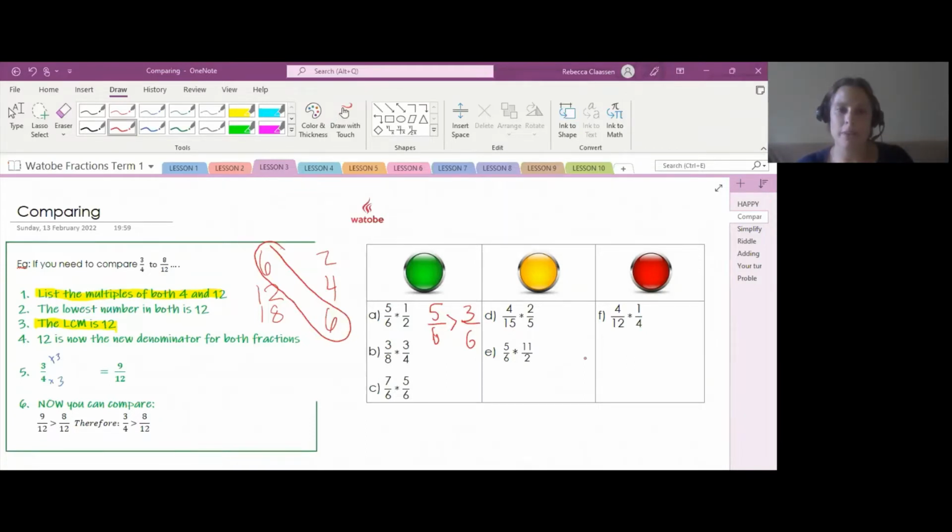Okay, so Kungalo, we are changing all the denominators to the same so that we can compare the fraction sizes and see which one's bigger and which one's smaller. We're starting with B, and then we're going to carry on going as far as you can in the next 1 minute.